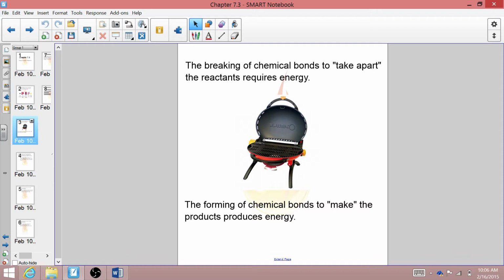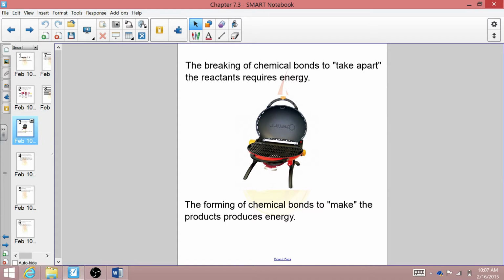Now, the breaking of chemical bonds to take apart the reactants requires energy. We always have to put in a little bit of energy to break the bonds of whatever we start with. And the forming of chemical bonds in the end to make the products produces energy. The forming of chemical bonds will always produce a little bit of energy. The thing is, these are not always equal.